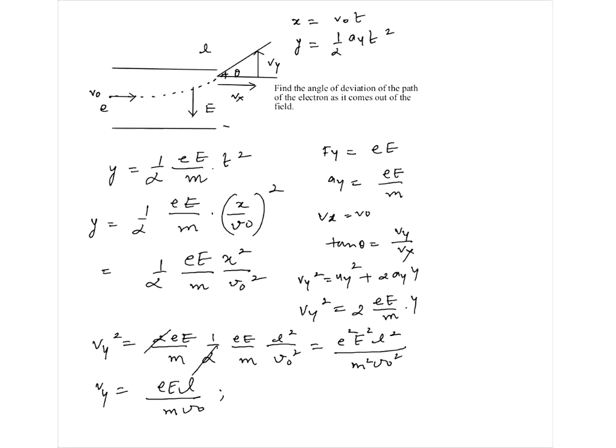And therefore tan theta would be QEL by m v naught, divided by Vx. Vx will be v naught. So QEL by m v naught square. So theta will be tan inverse of that thing.